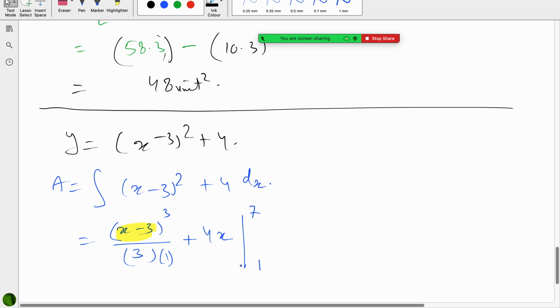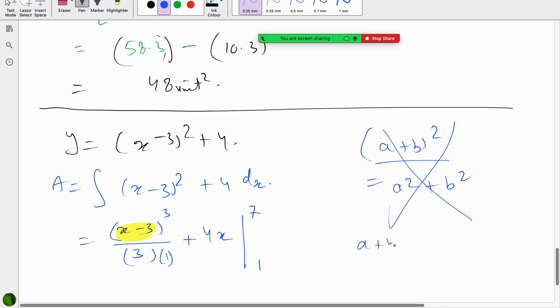Yes. Not x cube and minus 3. In this case, no, that's an algebraic formula. You'll have to expand. These are actually 3 terms. You cannot write it this way. A plus b whole square is always equal to a square, plus b square, and you have 2ab in between them.